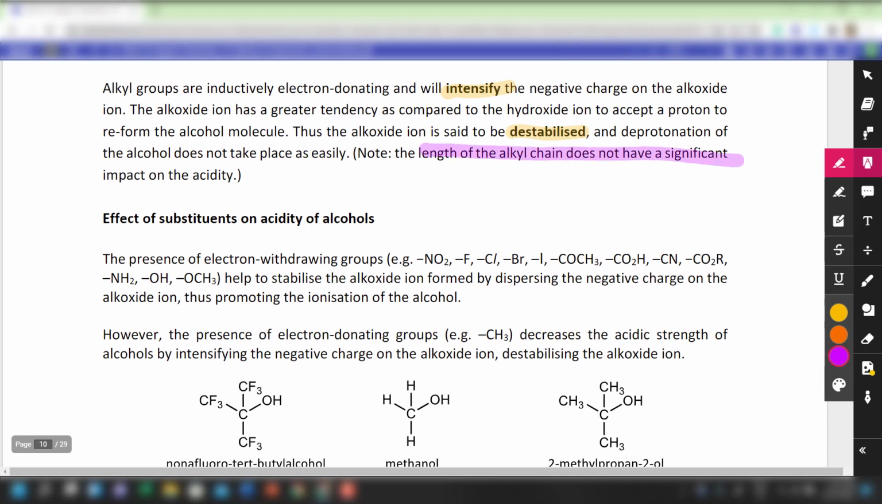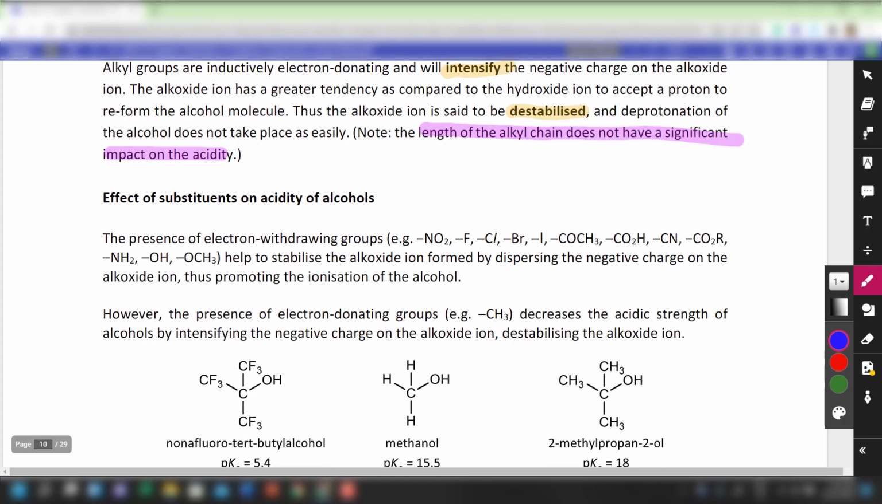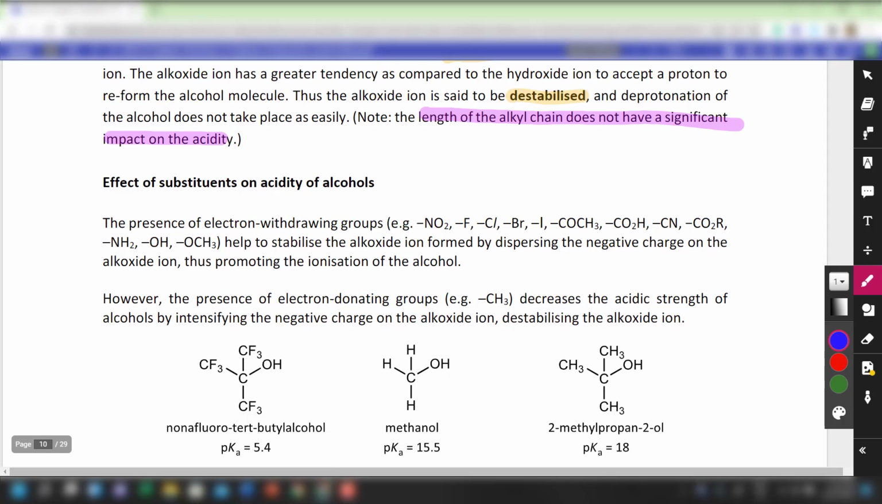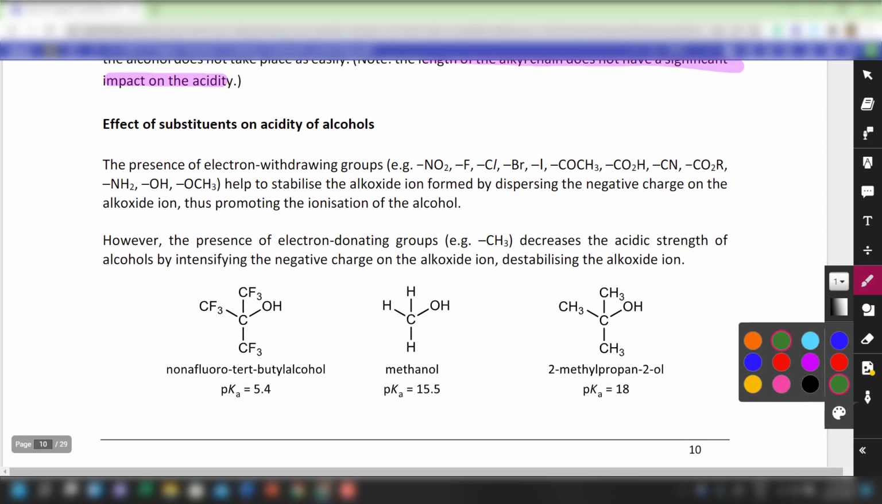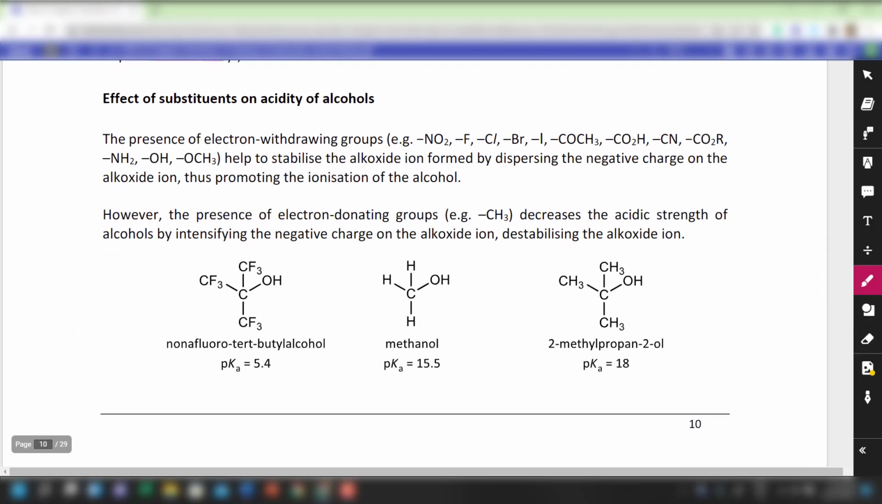Yeah, a very important idea which I thought I should briefly mention is that the length of the alkyl chain does not exactly have an impact on the acidity. That means that the longer it is, it doesn't mean that it is significantly less or more acidic. It doesn't mean that if I have a super long chain, that acts as a super powerful donating group. Okay, there's no such thing. Although the acid could be stronger or weaker due to other reasons, it is not because the longer the chain is, the greater the donating ability. So please do take note of this.